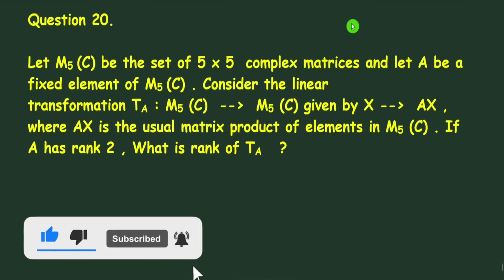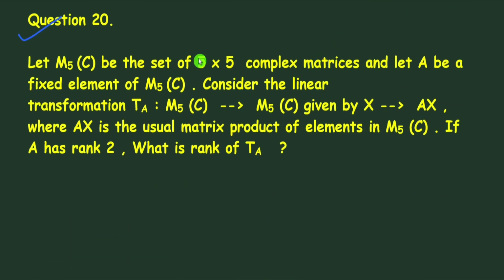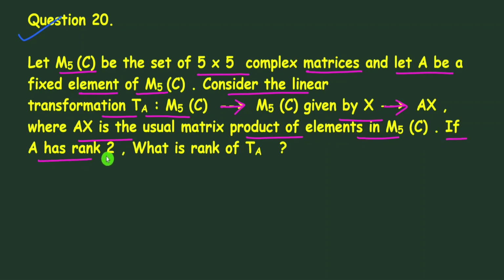Question number 20. This is also a very good question. The question says: let M5C be the set of 5 by 5 complex matrices and let A be a fixed element of M5C. Consider the linear transformation TA from M5C to M5C given by X goes to AX, where AX is the usual matrix product of elements in M5C. If A has rank 2, then what is the rank of TA?